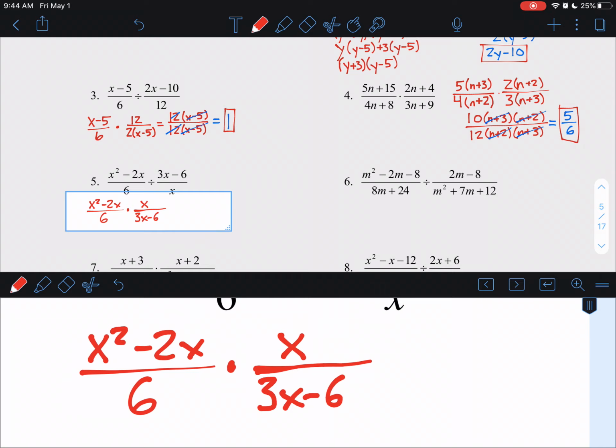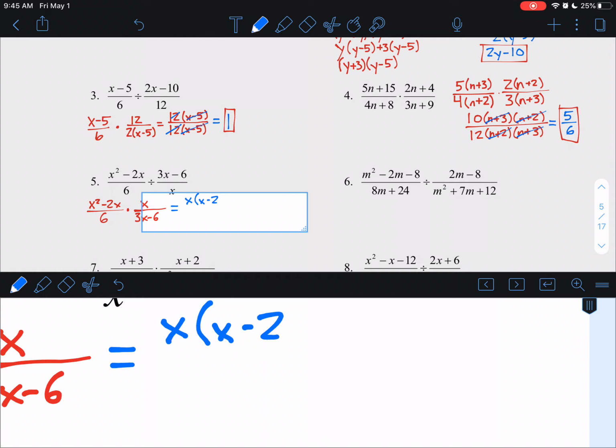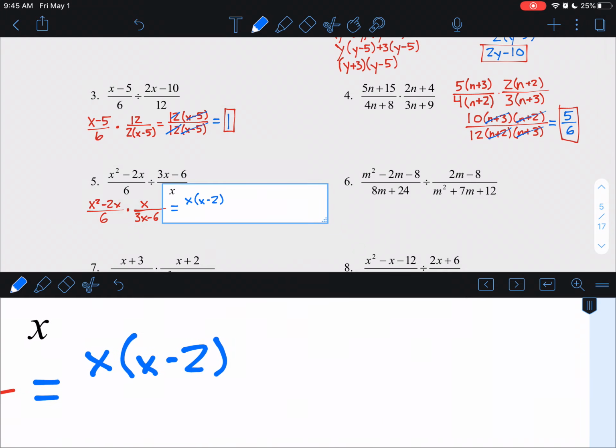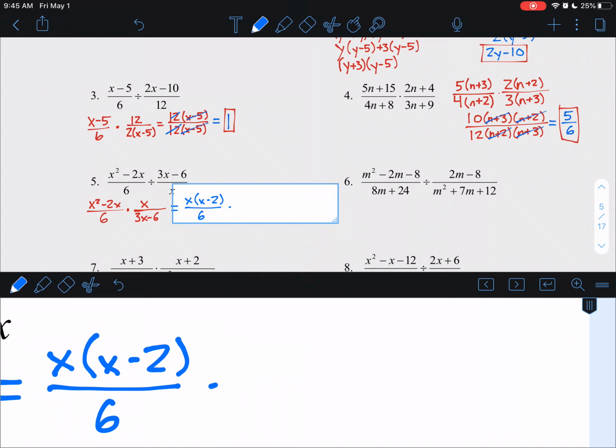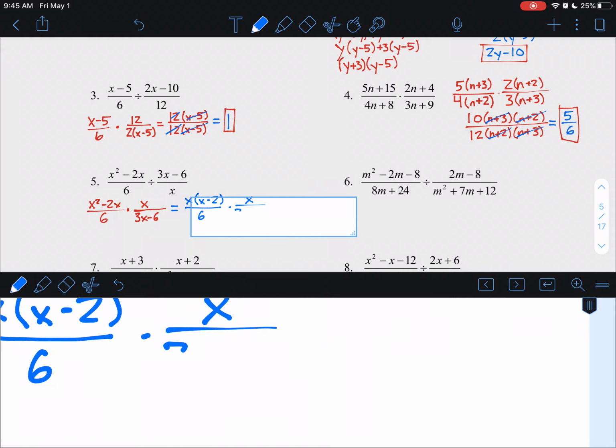So this first binomial here is x squared minus 2x, which is going to turn into x parentheses x minus 2, because if I distribute that x back in, I get x squared minus 2x. And then it's still over 6, and then times, I still have an x over there, and then 3x minus 6. So the GCF between 3x and negative 6 is going to be 3. So after 3, x minus 2, because negative 6 divided by 3 is negative 2.